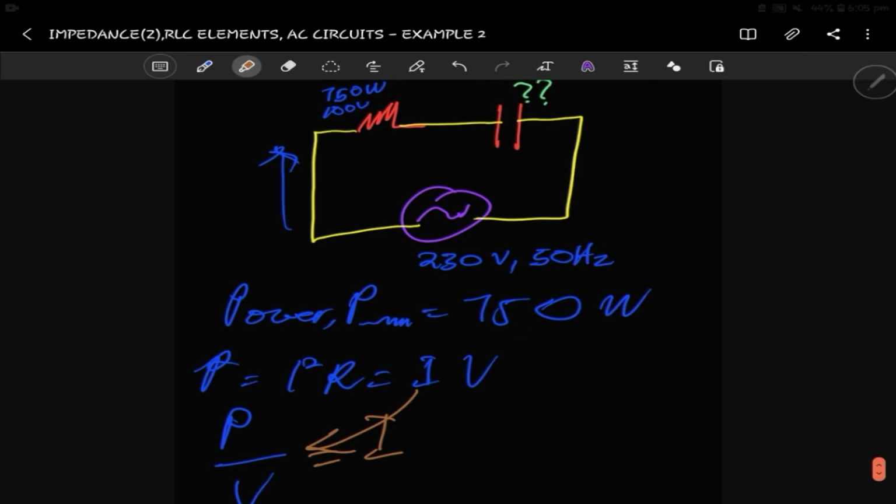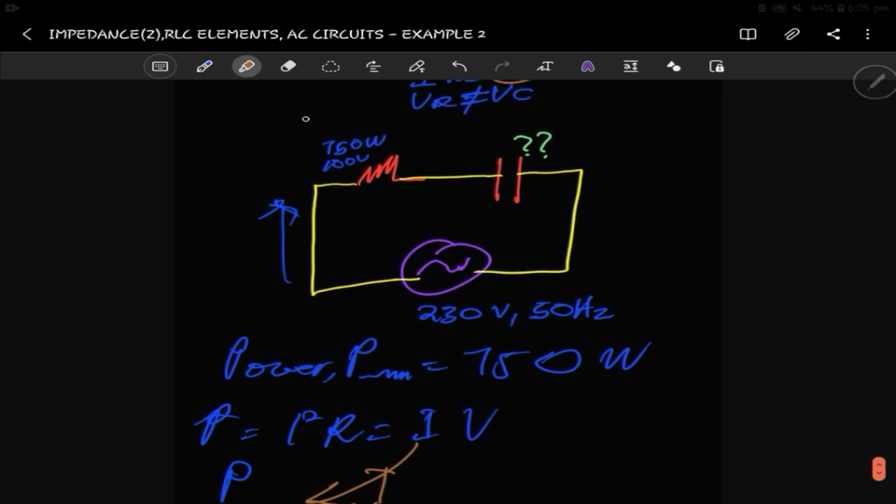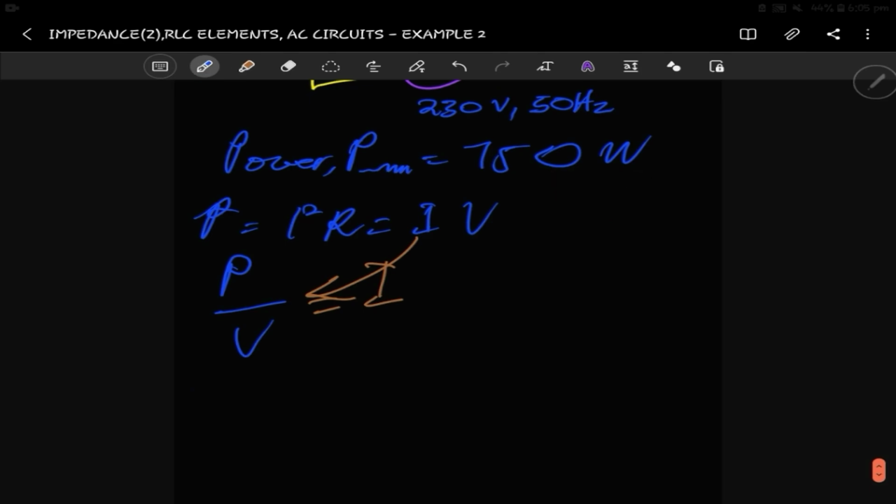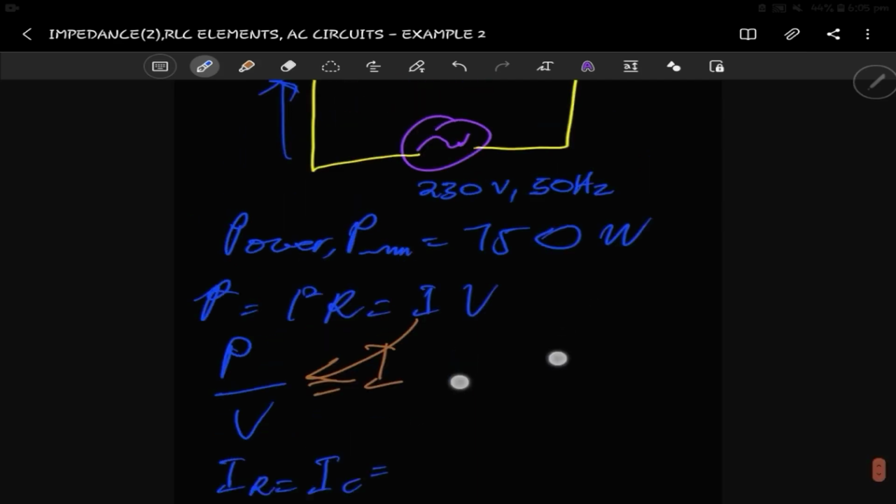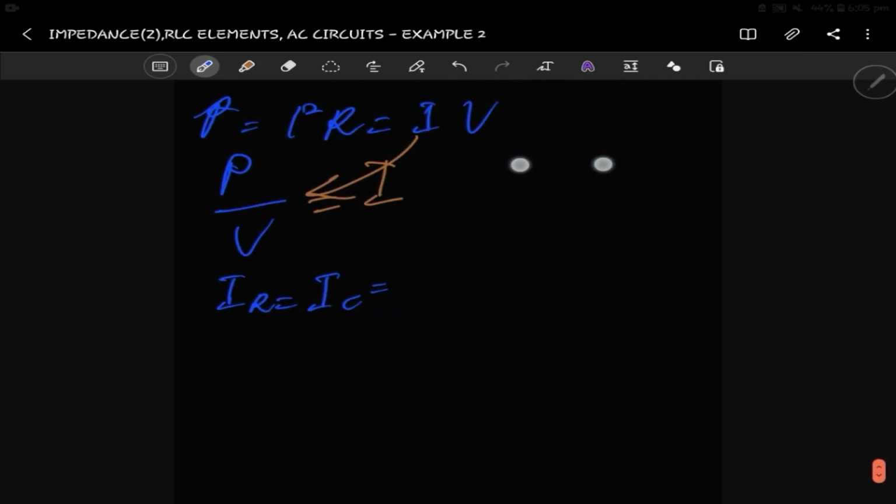Now let's go to this. So that's what we do. We have the power, which is this. We have the voltage across it. So that's for our I. Our IR, which is the same as our IC because they are in series, will give us power 750, and then the voltage is 100, and that gives us 7.5 amperes.